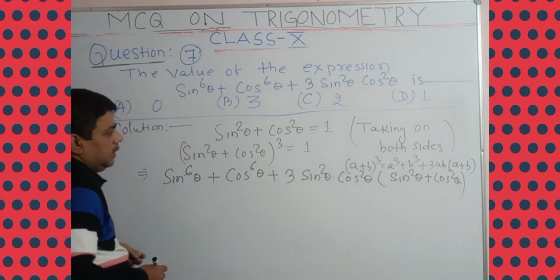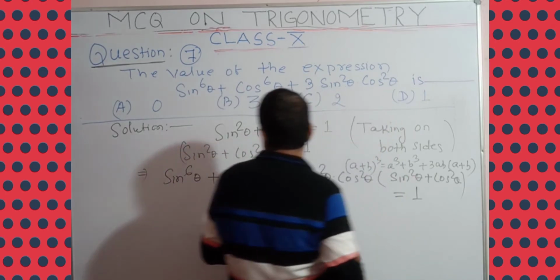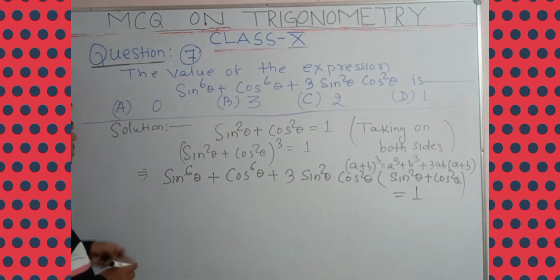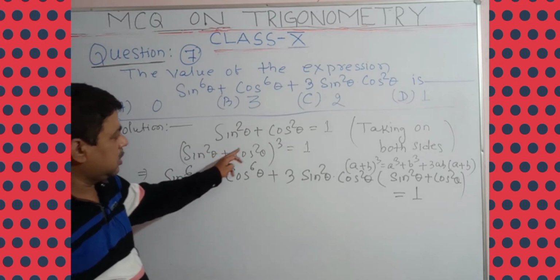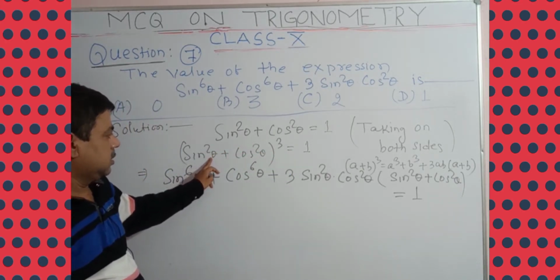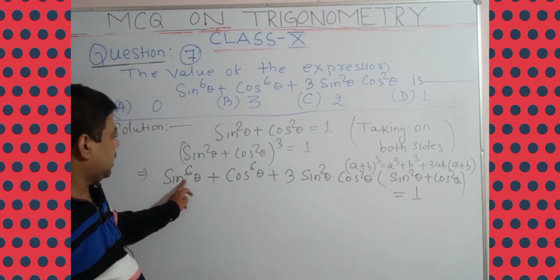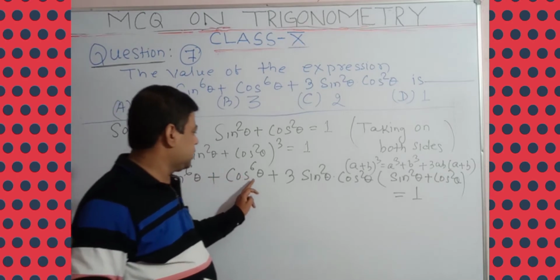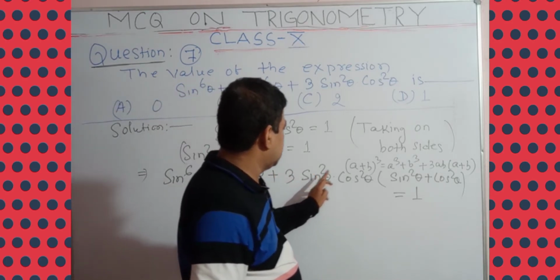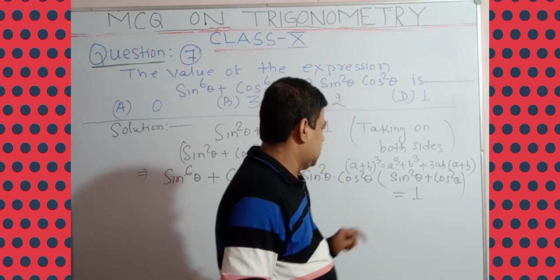And equal to what? 1. This is equal to 1. Is it clear? Sin square theta plus cos square theta whole cube is equal to 1. And here after expanding, the left hand side we got sin to the power 6 theta plus cos to the power 6 theta plus 3 sin square theta into cos square theta into sin square theta plus cos square theta is equal to 1.